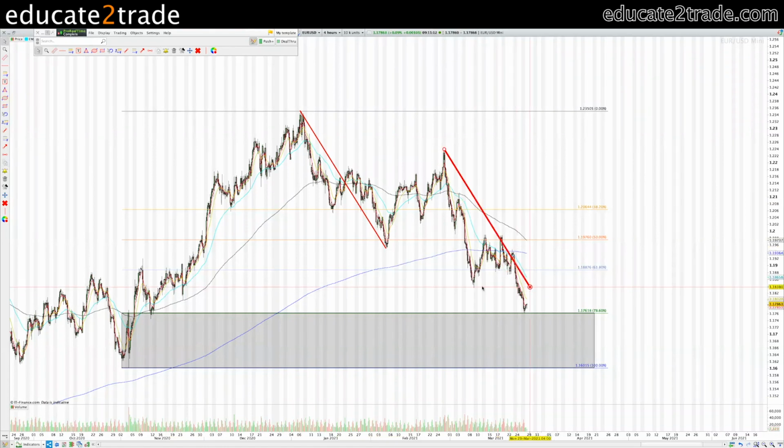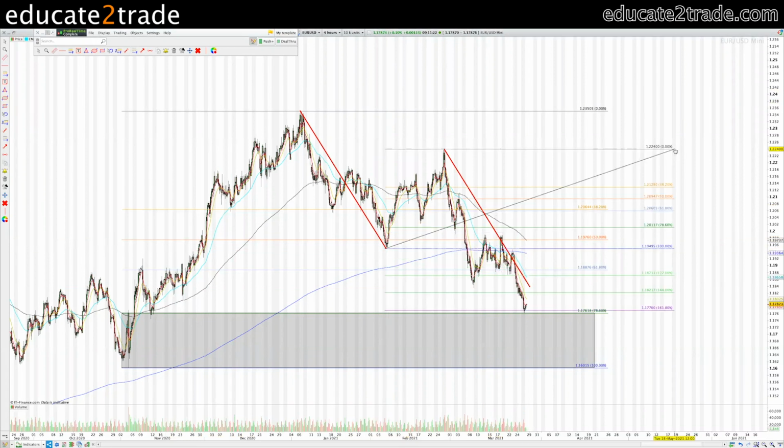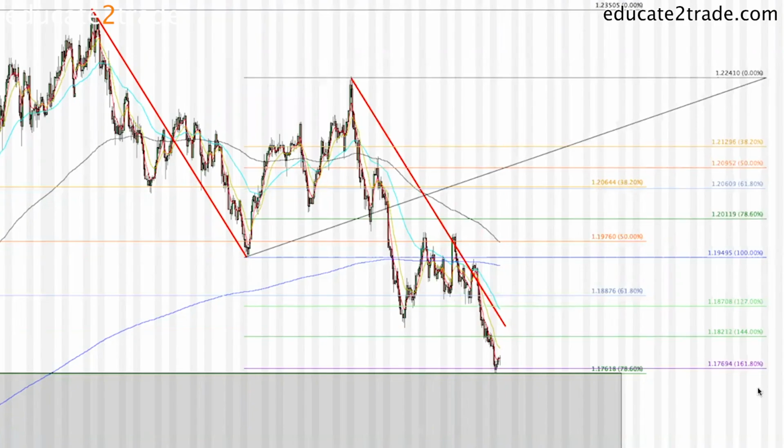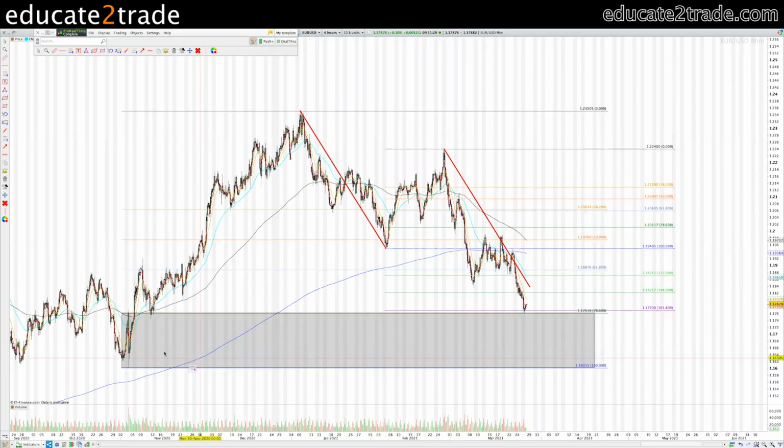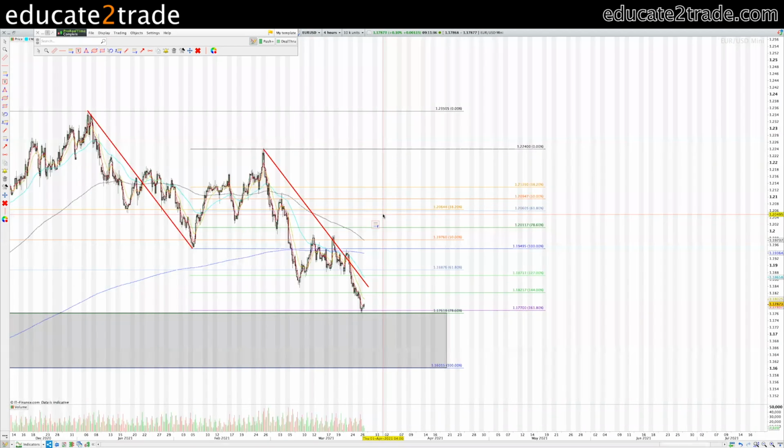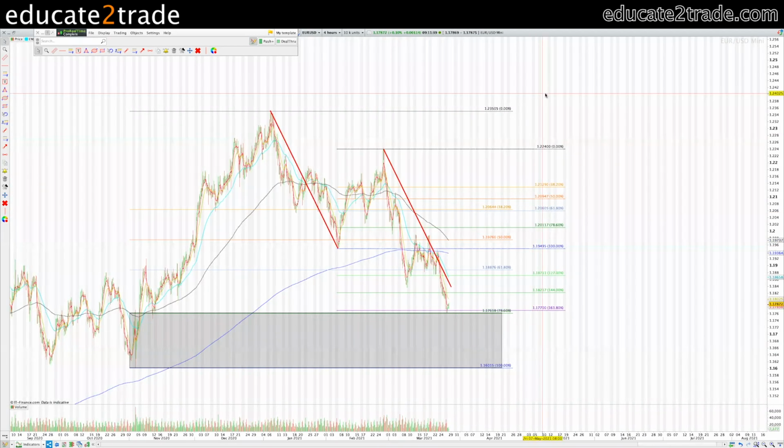So this one's completed here, moved up, came back down. In this example, the pattern has extended to a Fibonacci extension number. What is that number? 161.8. What other Fibonacci number do you have of the point X to A? Oh, we're down at this 78.6 level. For me, that's good enough for a trade entry.